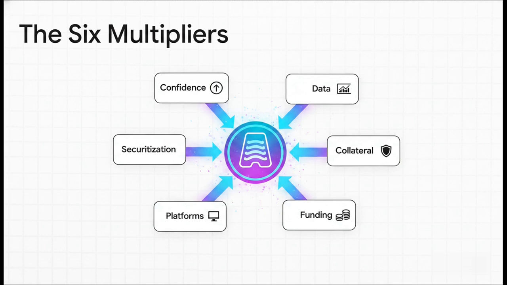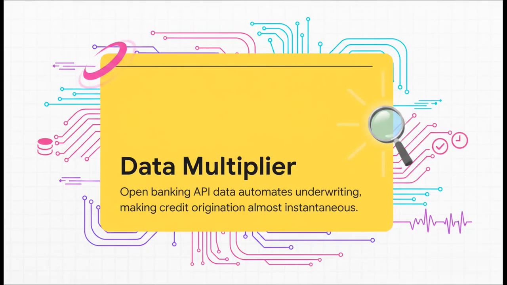Let's fire through these 6 accelerators that have stepped in to replace the outdated textbook model. We've got data, collateral, funding, platforms, securitization, and confidence. You can think of each one of these as a giant accelerator pedal for modern credit. First up, data and collateral.